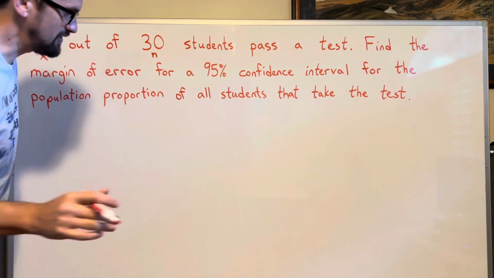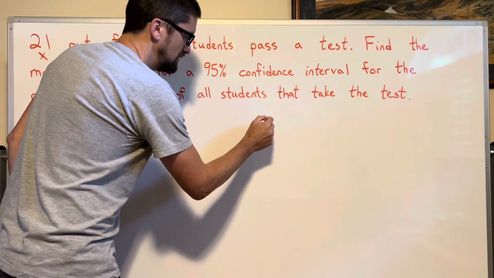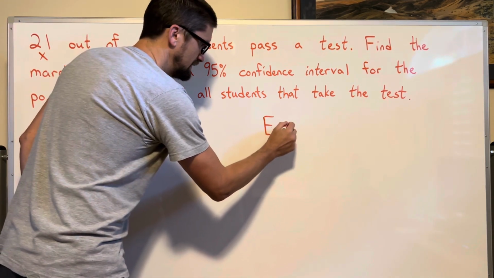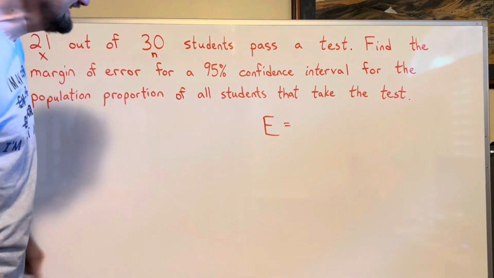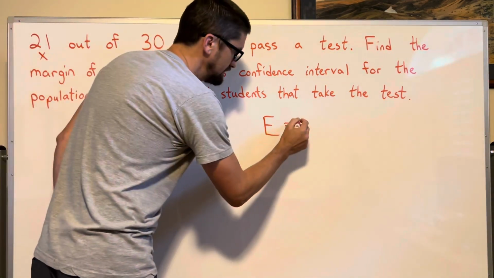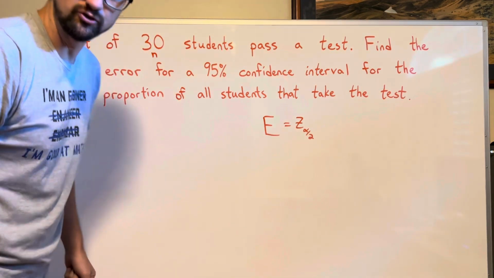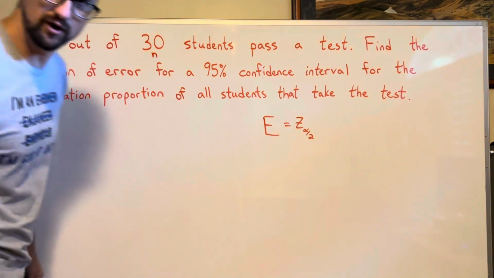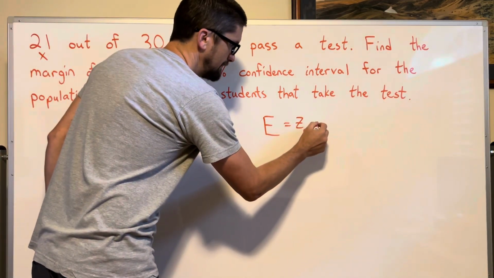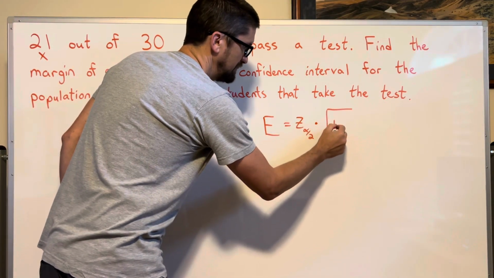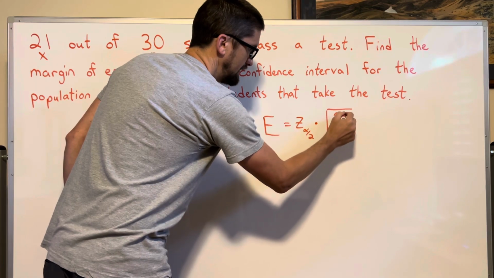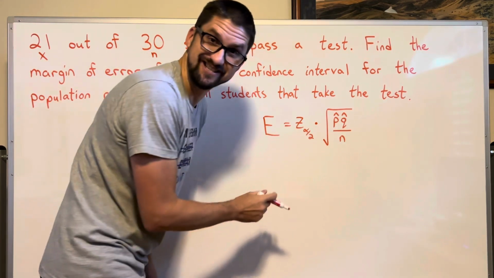And this is the random variable x. Now the margin of error formula is going to be capital E. We got the critical value, z alpha over 2. And then we want to multiply by a square root of p hat q hat over the sample size.